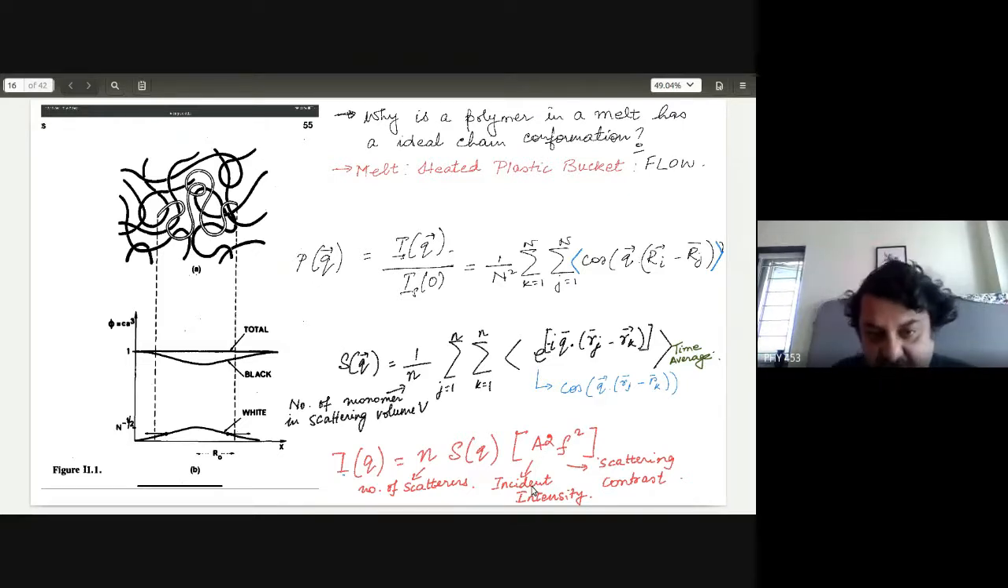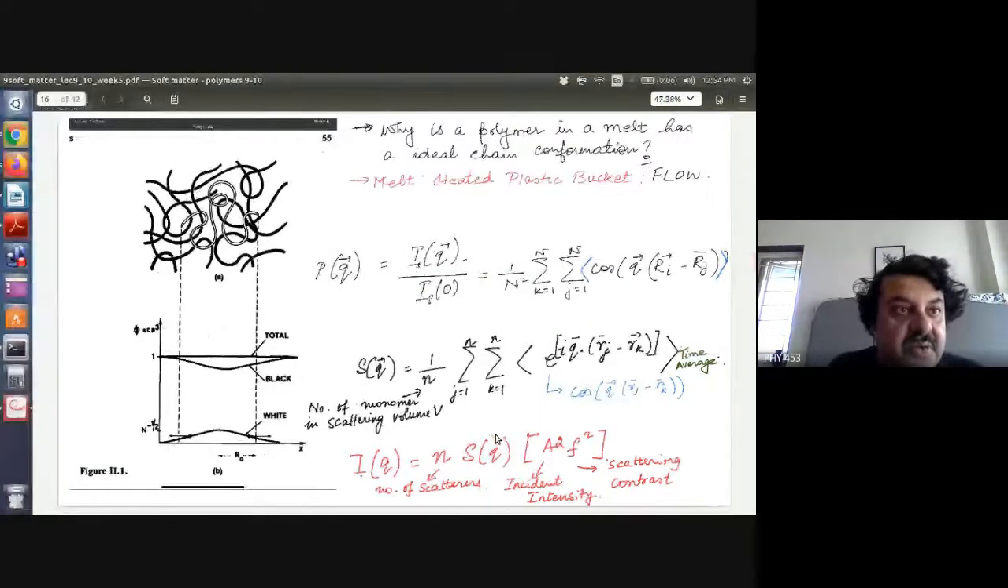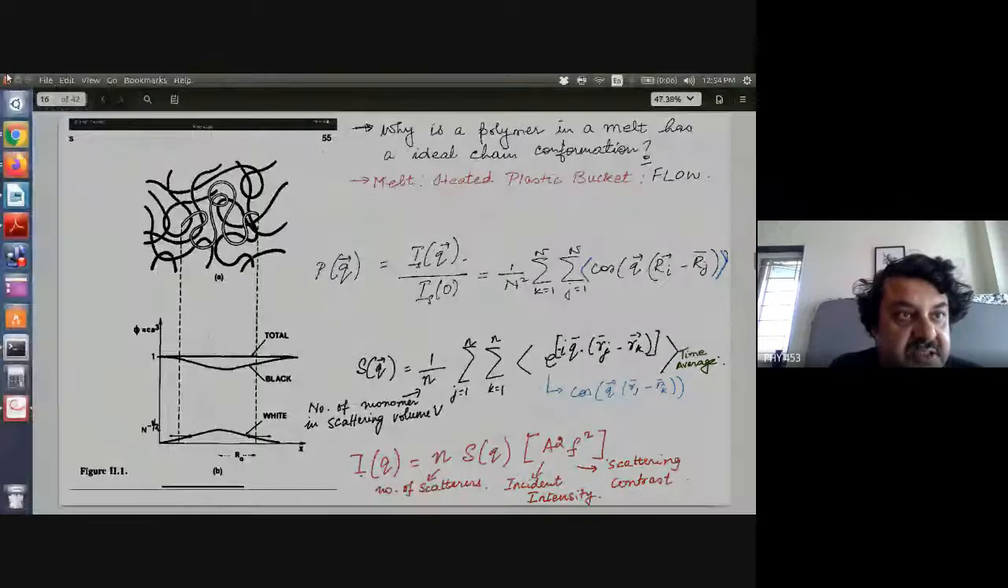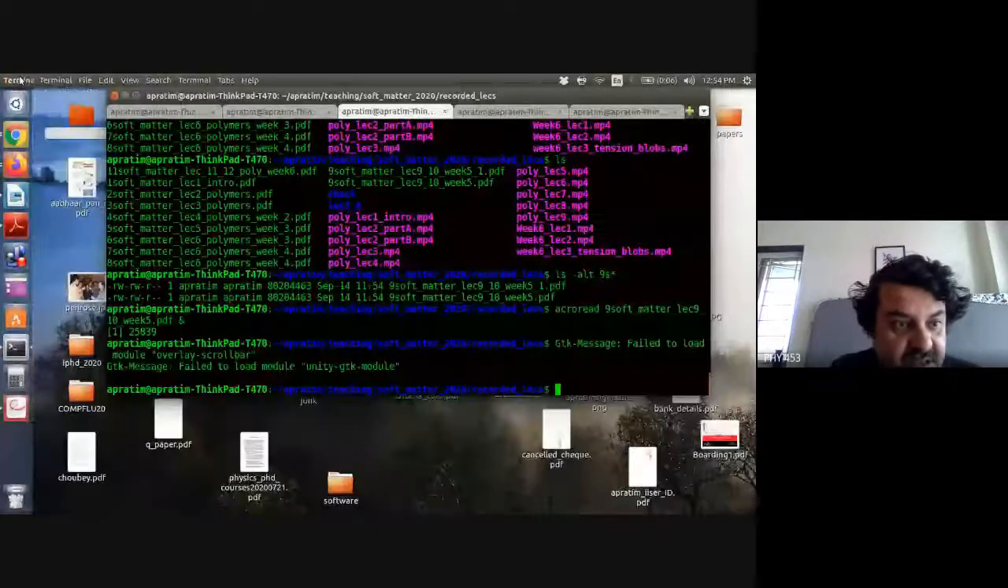So I'll stop here. Here I've given you some ideas about how one figures out the conformations. We shall start later, and there'll be another module talking more about S of q and how it is related, statistical physics wise, to the microscopic arrangement of molecules. Okay, so with that, I come to an end.